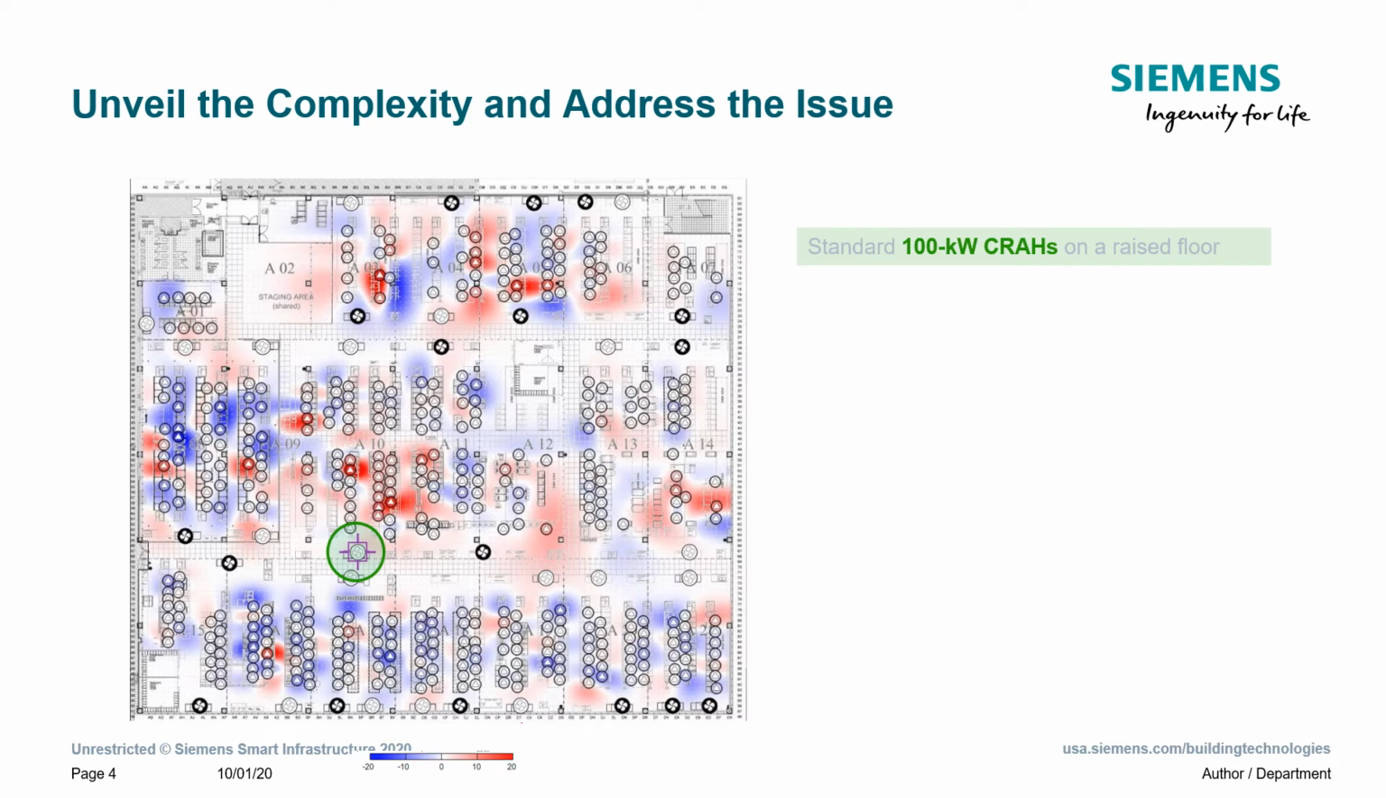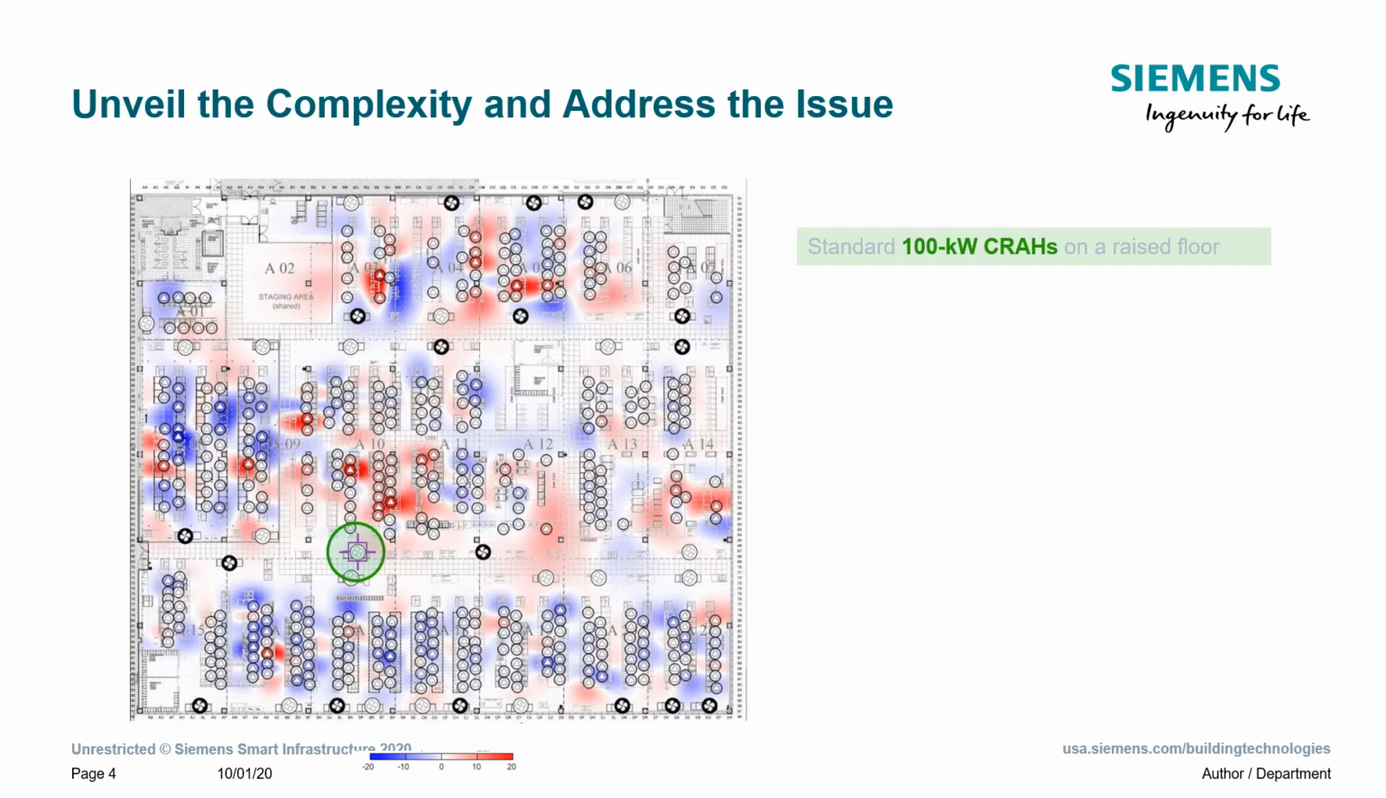To demonstrate this key difference in AI, we will review the complexity with cooling. Here's a layout of an actual data center customer. This is a typical data center with 30 computer room air handlers, or CRAHs. All are 100 kW units on a raised floor. Our white space cooling optimization, or WSCO, uses IoT technology to provide a dense network of sensors that continually measure temperatures at the rack level throughout the space.